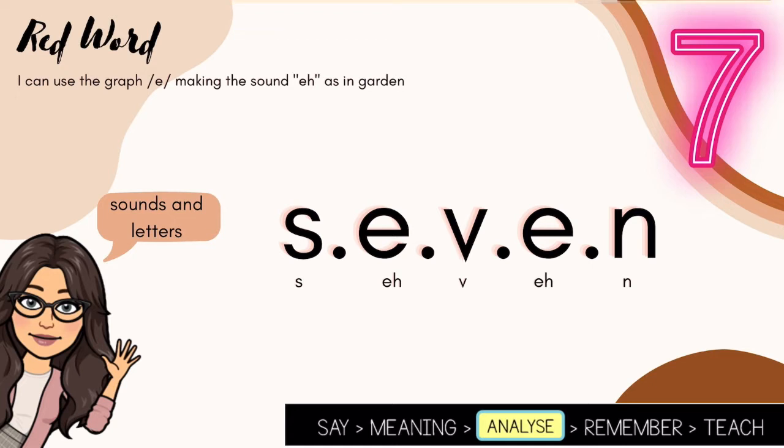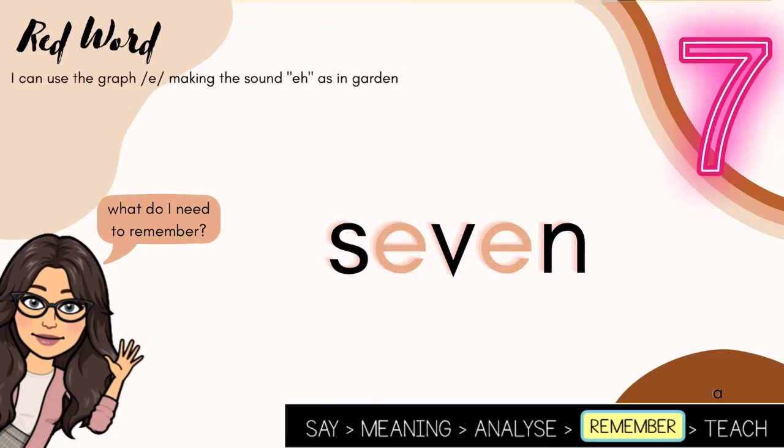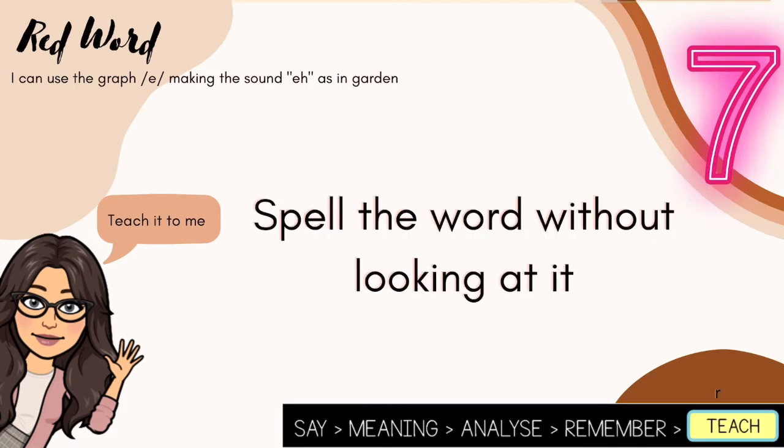So S-E-V-E-N, seven. What part of the word do you need to remember? Yes, it could be the graph E making the E sound, or perhaps it is another graph that you need to remember. Okay, have a turn at spelling the word seven without looking at it. Remember, you can always pause the video if you need extra time.